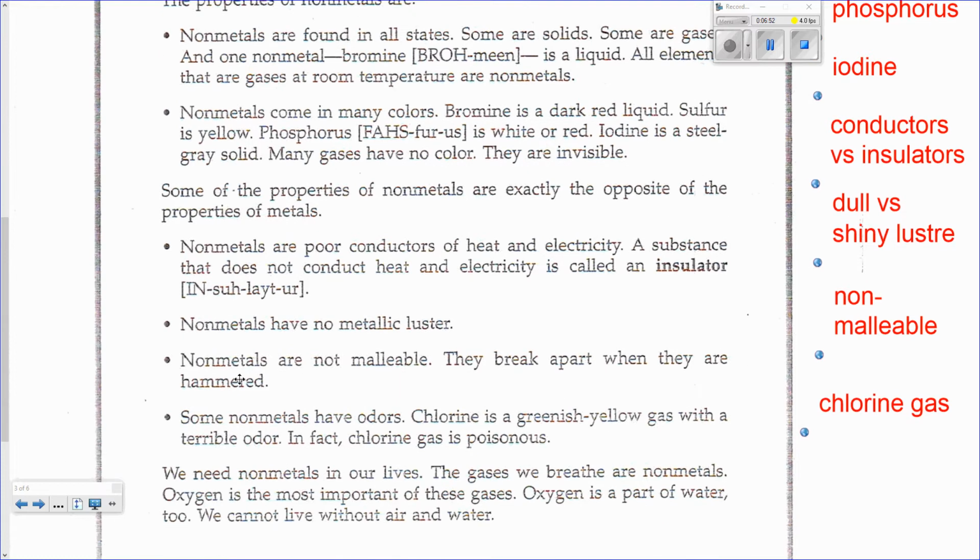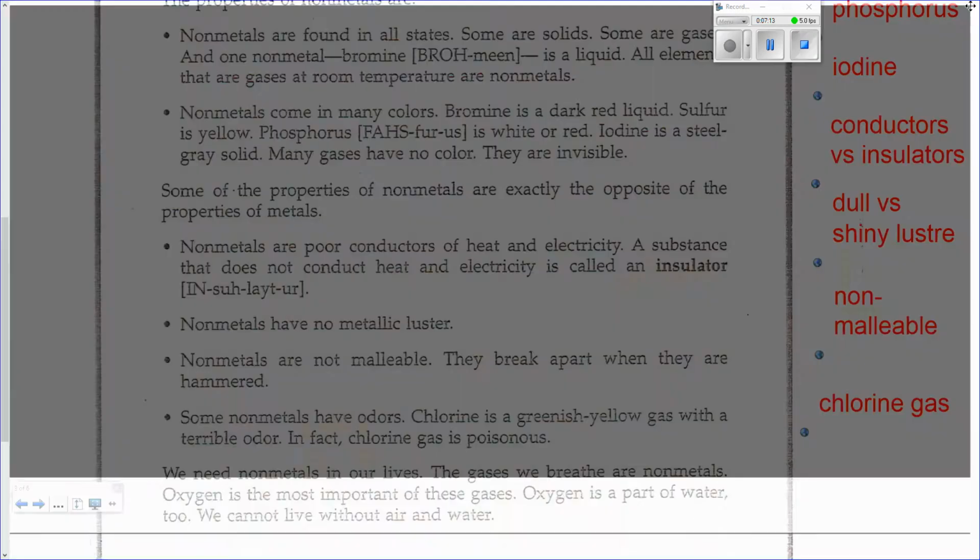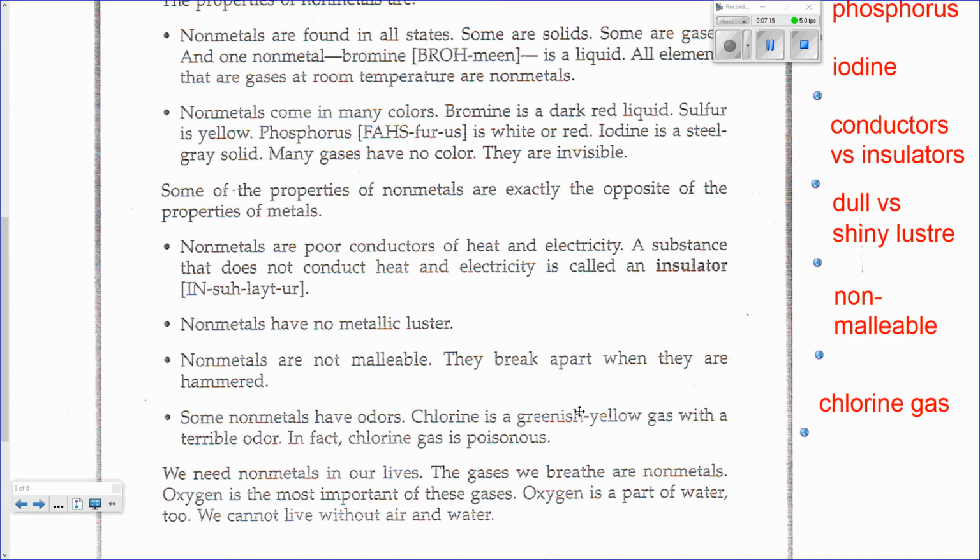Okay. Non-metals are not malleable. They break apart when they are hammered. Okay, let's just take a look and see non-malleable. So for example, if I were to take a hammer to this piggy bank, this ceramic or porcelain piggy bank, it would just shatter. Okay, so unlike, for example, a piece of gold or a piece of silver that can be hammered into a shape.